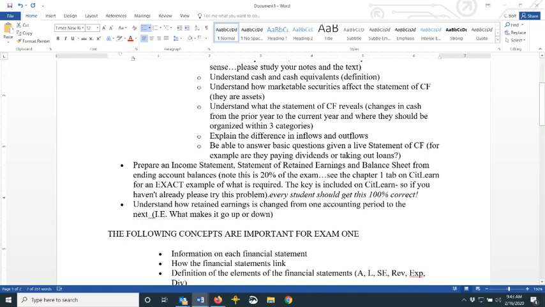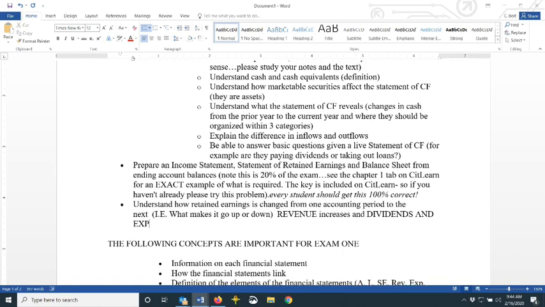Moving forward, go through again this statement of cash flows list. Let's look at this question down here. I said you need to understand how retained earnings are increased from one accounting period to the other, and that was very simply that revenue makes it go up, and that dividends and expenses decrease retained earnings. So I'm trying to get everybody again to have a base level of memorization so that we can move forward in this intro class.